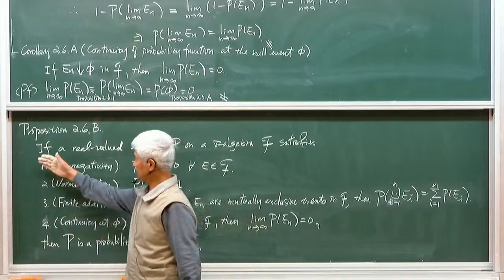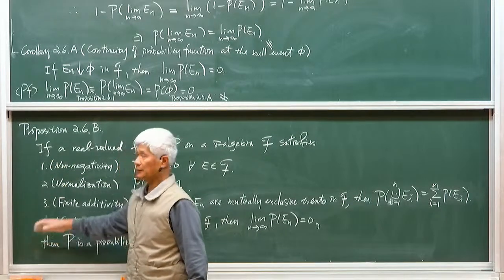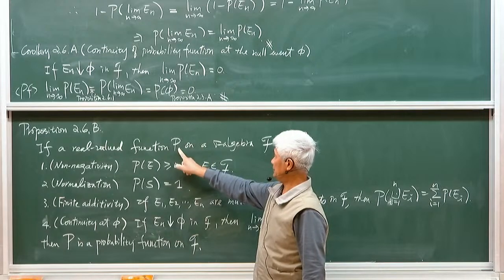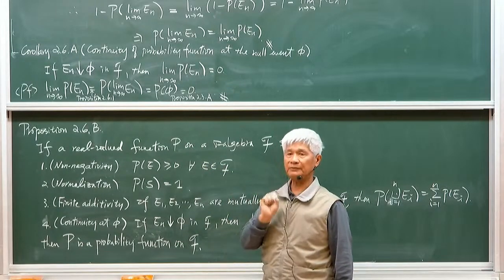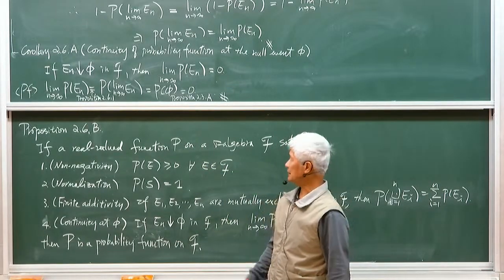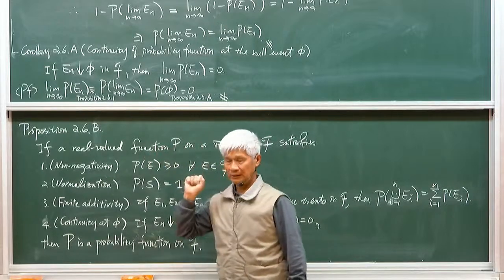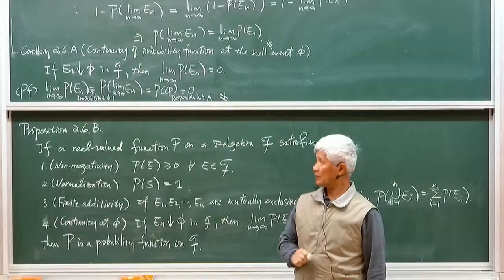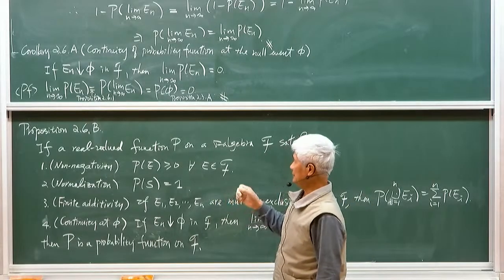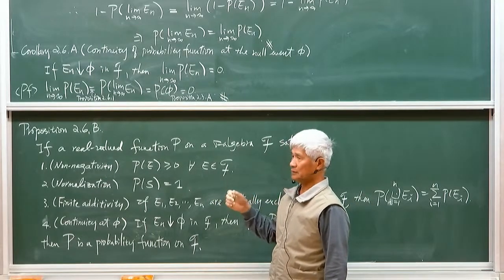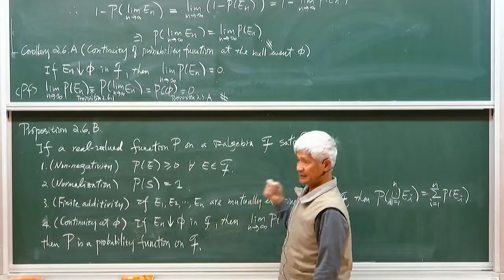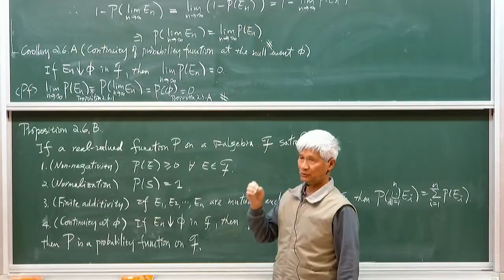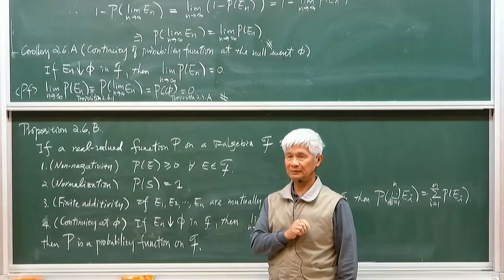Once you check 1, 2, 3, 4, then by this proposition, you are sure this real-valued function is a probability function, meaning that it will satisfy the countable additivity property. So this proposition is going to ease our job of justifying whether a set function is a probability function.